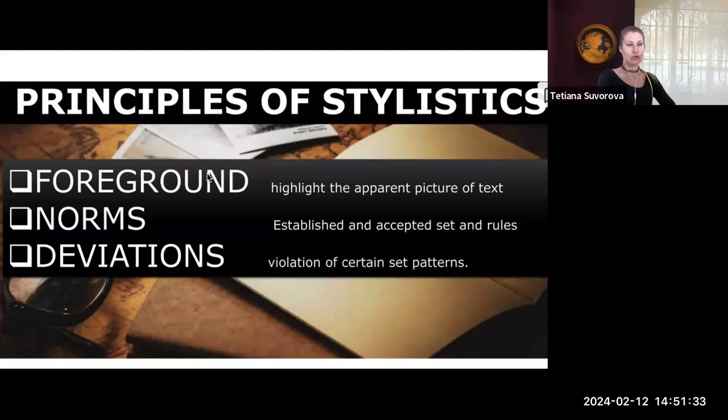And foreground is what is highlighted, what is dominant, what is important, what should direct our interpretation as the readers or receivers or addressees of the message. Of course, we shall speak about the norms. Everywhere we have some norms.